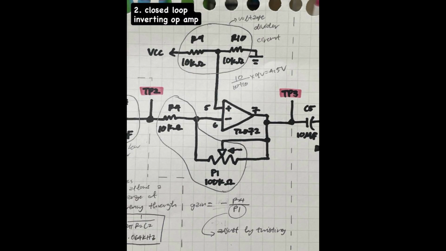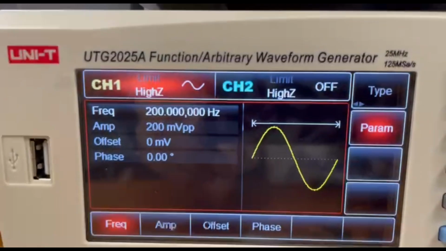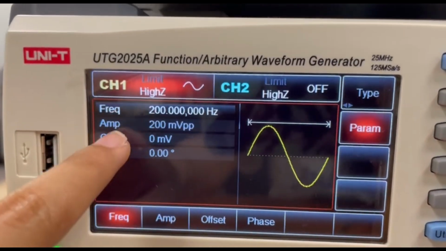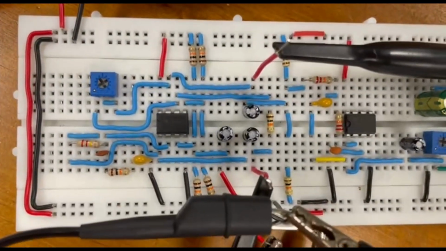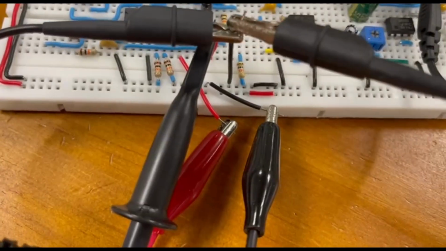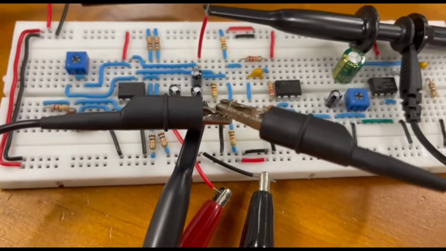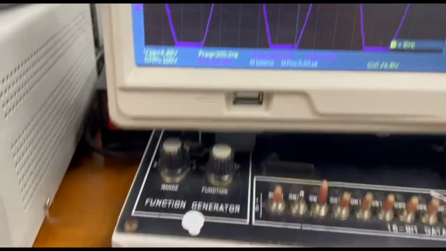This is also an inverting amplifier, so you'll see later on that my TP3 waveform will be out of phase from my TP2. The power supply is set to 9 volts while the function gen is set to 200 Hz and 200 mV peak to peak while being at the high Z setting. It is connected to C1 and ground while the oscilloscope probes are connected to points TP2, the yellow waveform, and TP3, the purple waveform, while also being grounded.